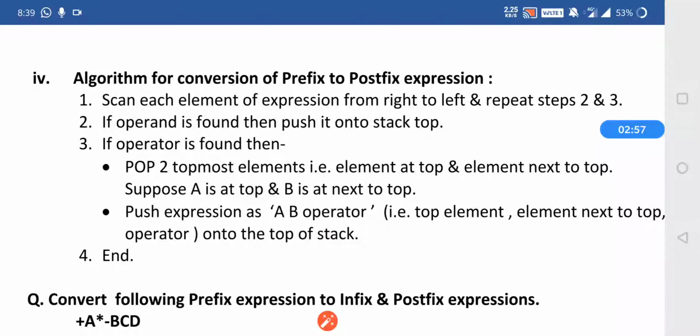So what we are doing, we are pushing the expression as A, B and the operator in such a way that we will do the same procedure for all the elements that are present in our expression, and in this way we can convert the prefix expression to postfix expression. So in this section we have seen the steps for converting prefix to postfix. In our next section we will see the example for converting prefix to postfix. Thank you.